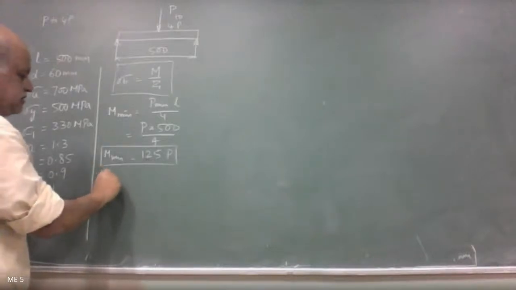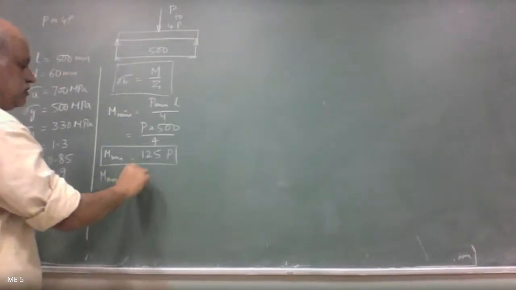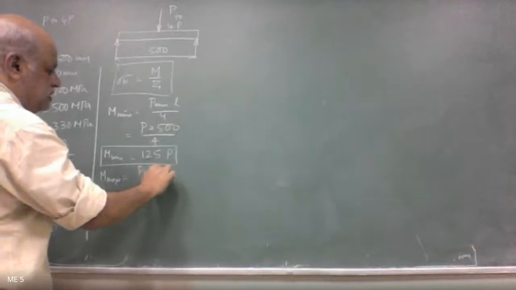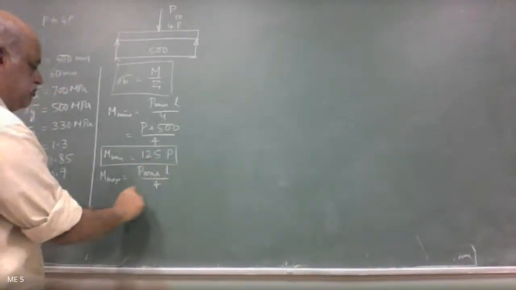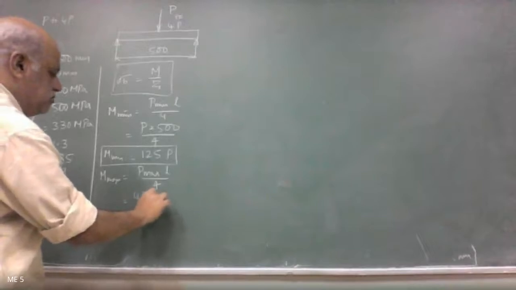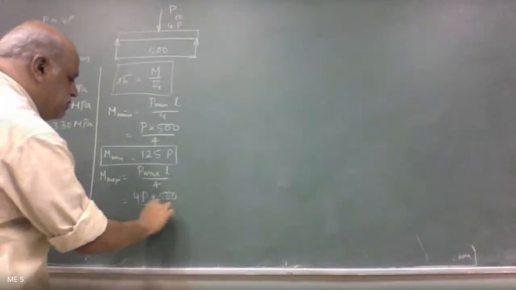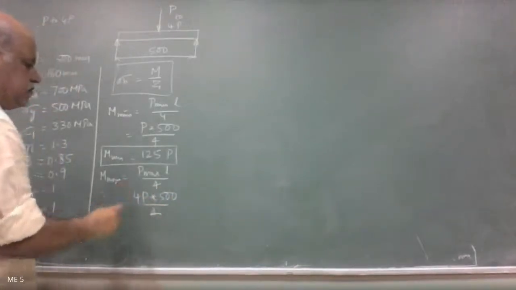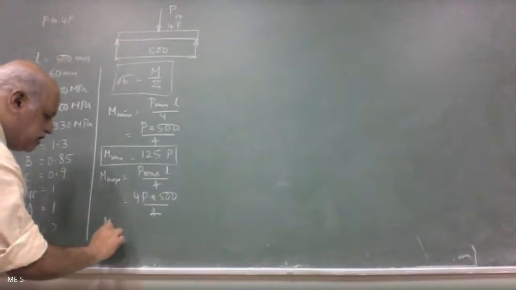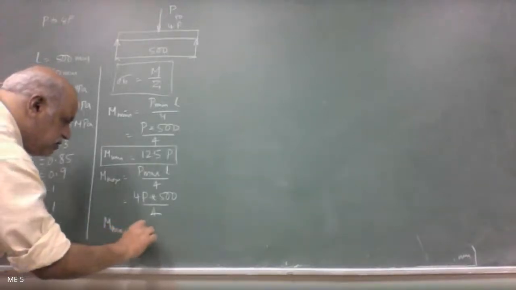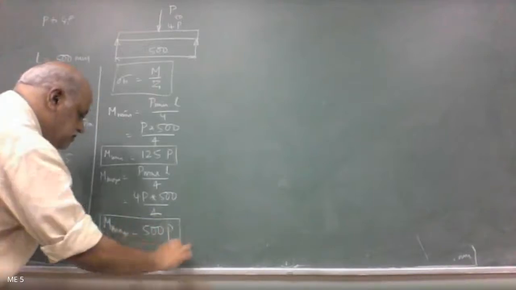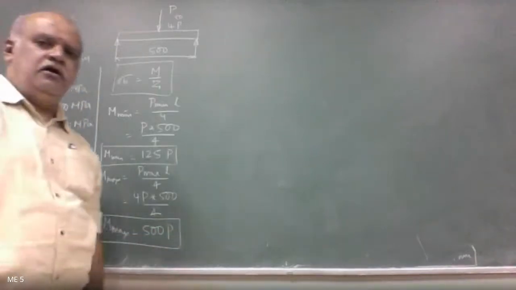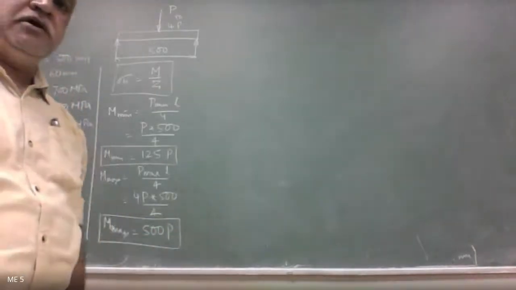Then M max is equal to P max into L by 4. That is 4P into 500 divided by 4. So 4 and 4 go off. M max is equal to 500 P. Correct? Are you there? Can you hear me? Someone please say yes.